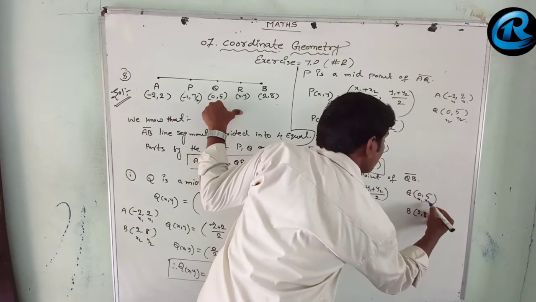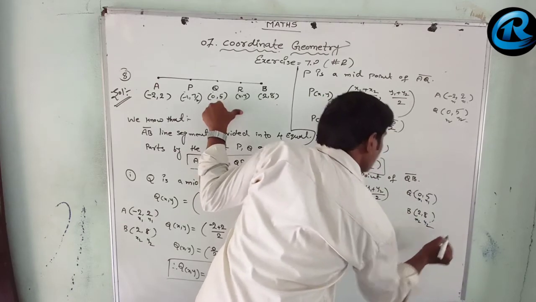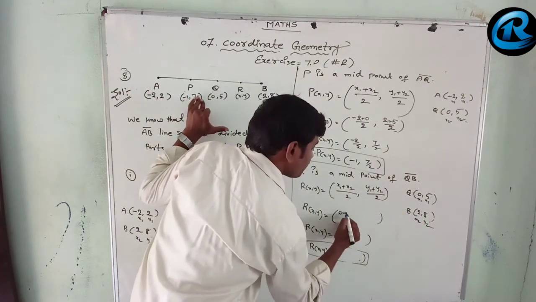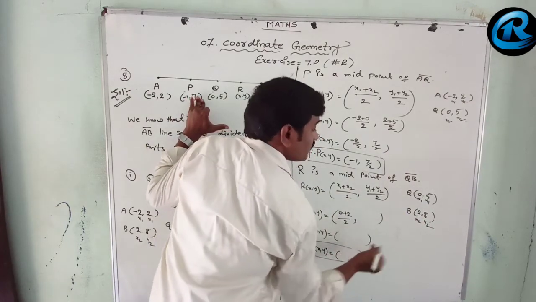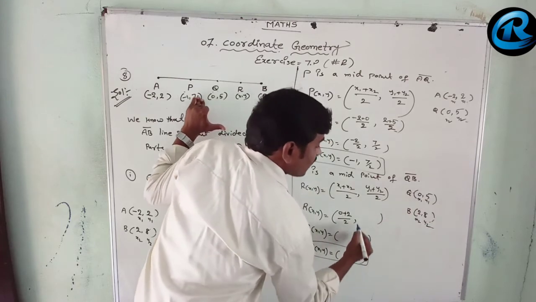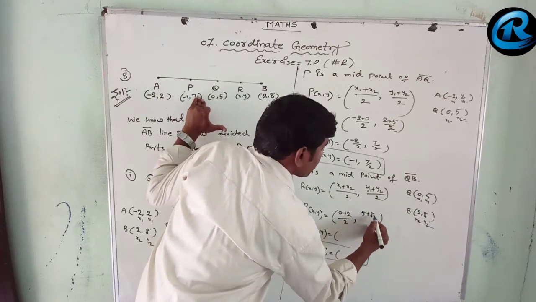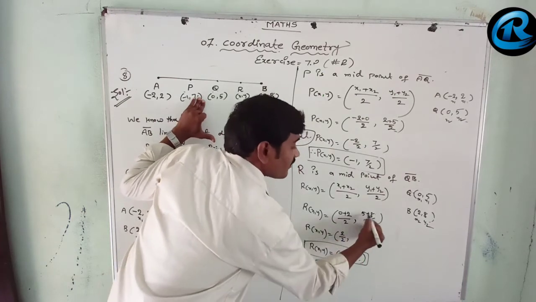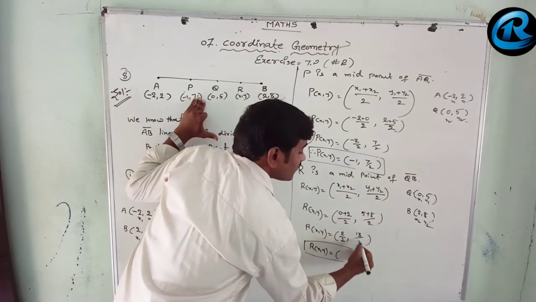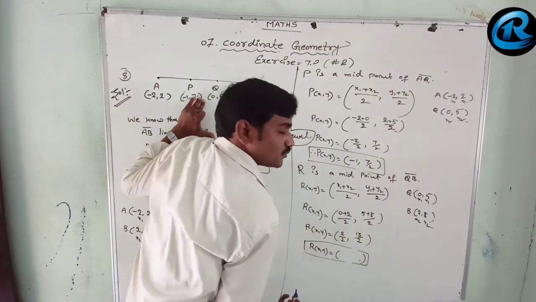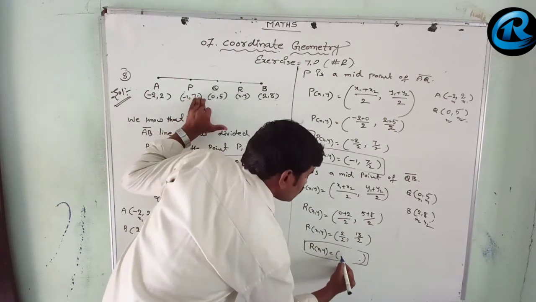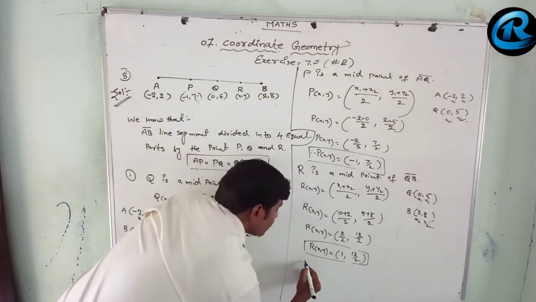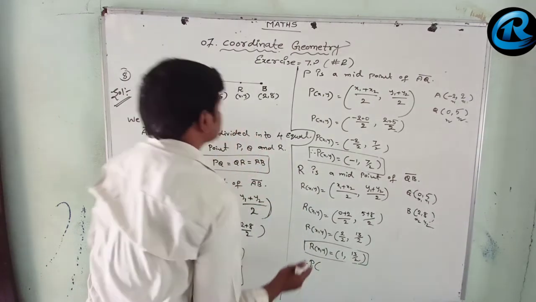Where it is x1, y1, x2, y2. Let us take (x1 plus x2) by 2, that is 0 plus 2 by 2, and (y1 plus y2) by 2, that is 5 plus 8 by 2. So 0 plus 2 is 2 by 2, comma, 5 plus 8 is 13 by 2. Now 2 by 2 will give us 1, and it is 13 by 2. Therefore you got the 3 points now.